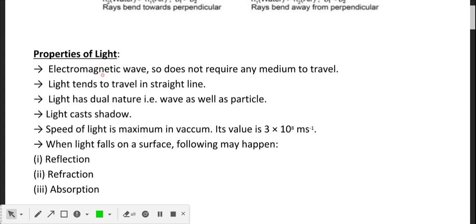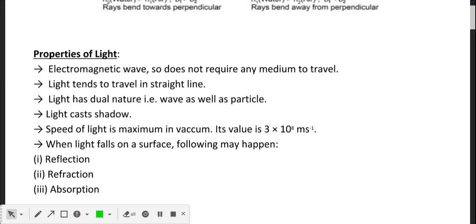Electromagnetic waves do not require any medium to travel. Light waves do not require any medium. It can travel through vacuum. It can travel through anywhere, right? Medium is not necessary in this case. Light tends to travel in a straight line. There can be minor deviations, right? But preferably the path of light is a straight line.